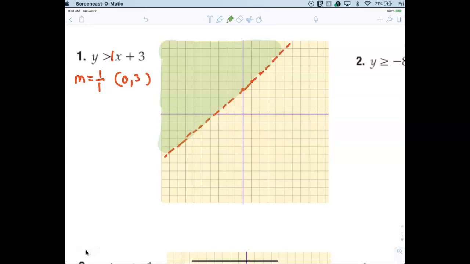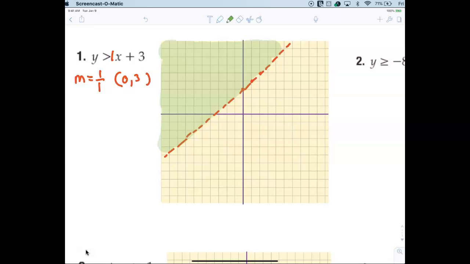Everybody good with that? Just on this problem, not on everything. We're greater than, so greater than is above. Less than is below. That's number 1. I just went up 1 over 1, up 1 over 1. You could do 4 dots if you want.